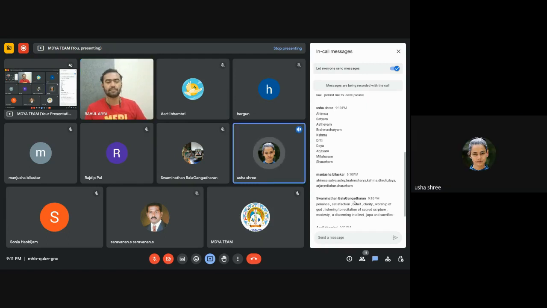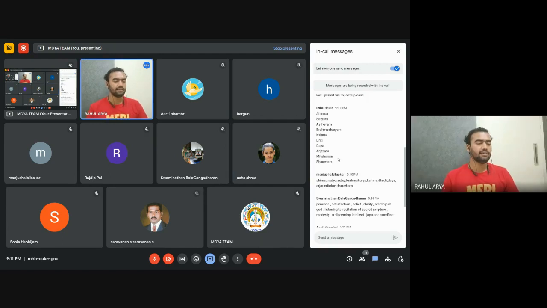Ahimsa is non-violence, Satyam is truthfulness, Asteyam is non-stealing, Brahmacharyam is continence or not being attached to sensual pleasures, Kshama is forgiveness, Dhriti is endurance or the intellectual mind, Daya is compassion, Arjavam is humility or politeness, not being aggressive or rude. Mitaharam is moderate diet. Shaucham is cleanliness.